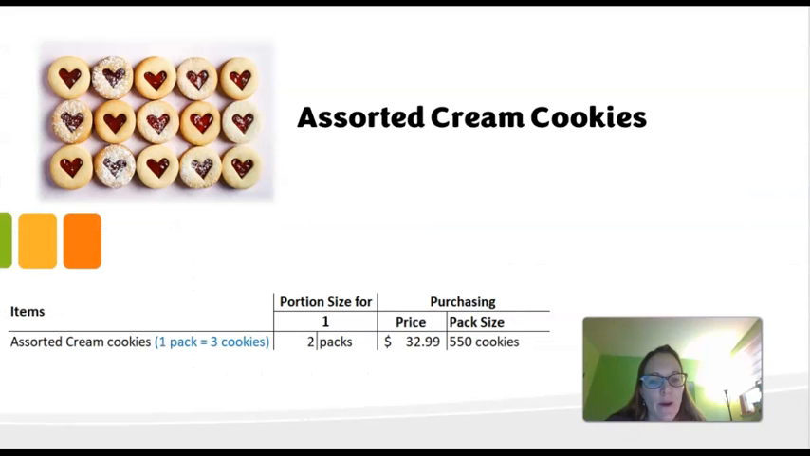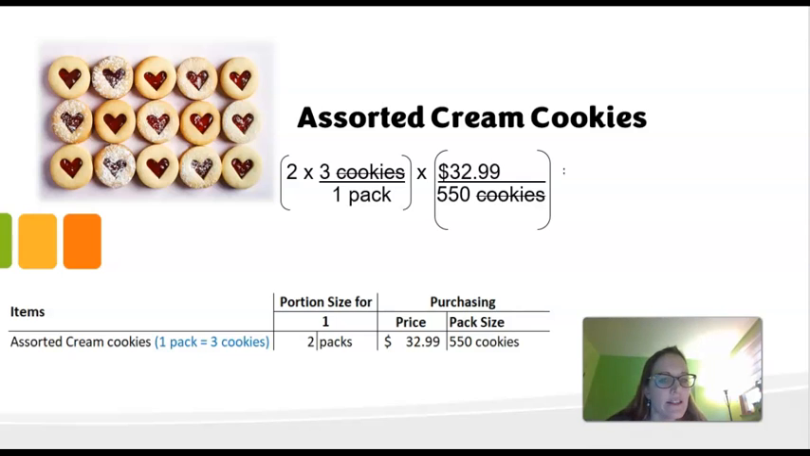For our cookies, we have a weight equivalency of 1 pack is equivalent to 3 cookies. For our 1 portion size, it's 2 packs. Our price is $32.99, and the pack size is 550 cookies. For our calculation here, we're doing 2 packs times 3 cookies, and then we're going to multiply that by $32.99, and then we're going to divide it by 550 cookies, and that is going to give us 36 cents.